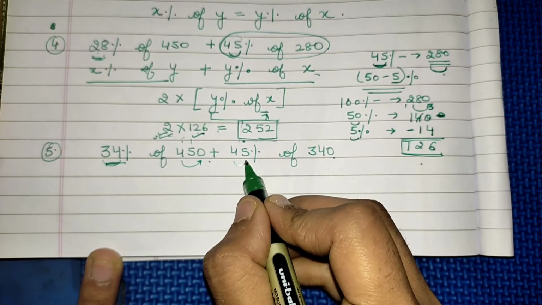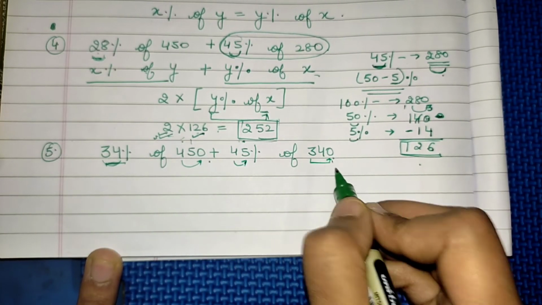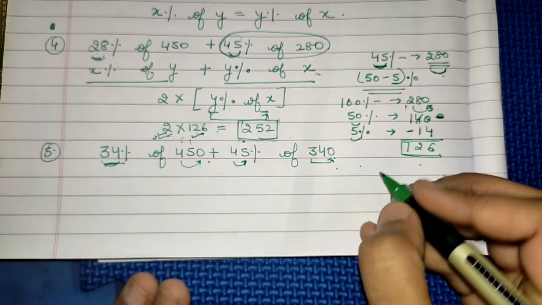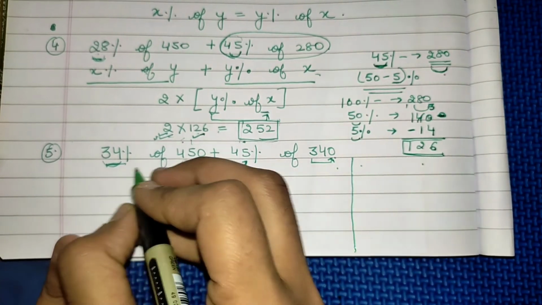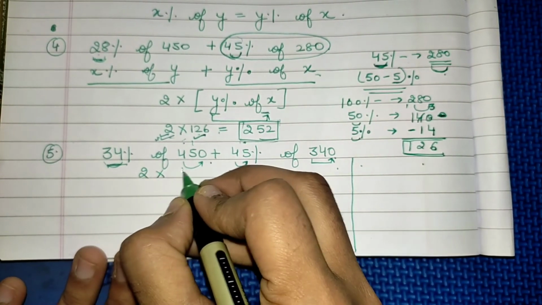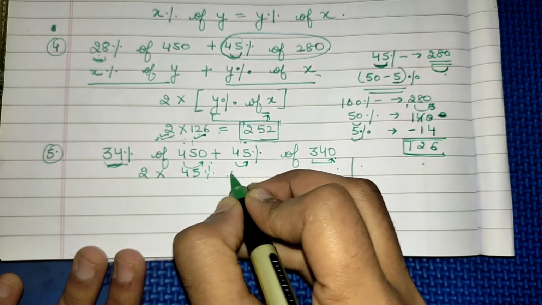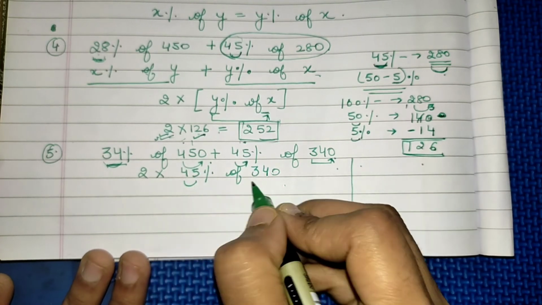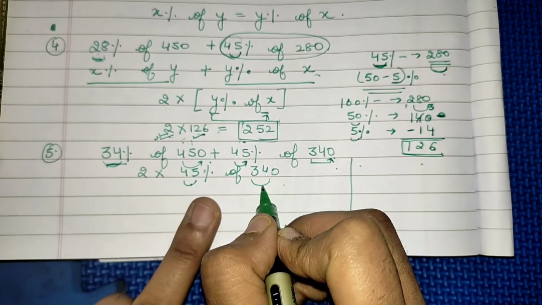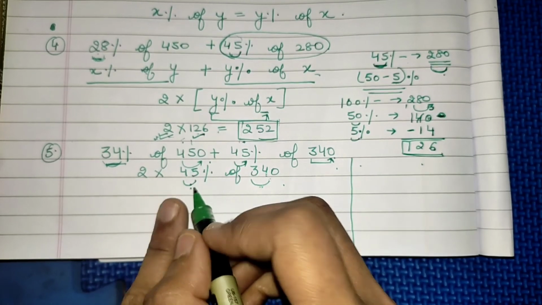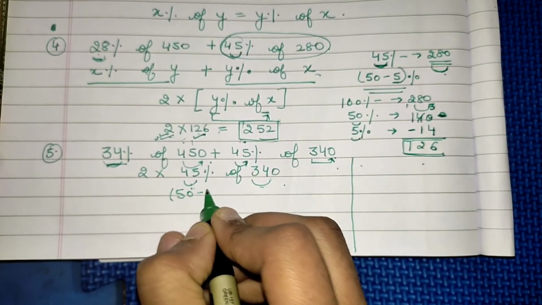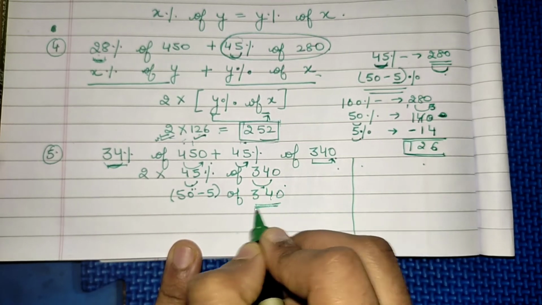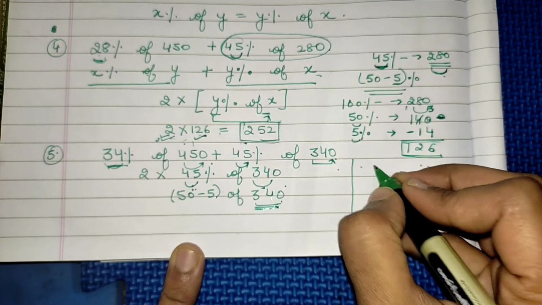Next question is what? 34% of 450 plus 45% of 340. So how will you find out this value? Again, use that same trick. This time it will become 2 into 45% of 340. Again we have to find out 45% of 340. How will you find out? 45 means 50 minus 5 of 340. So what will be 50% of this value?